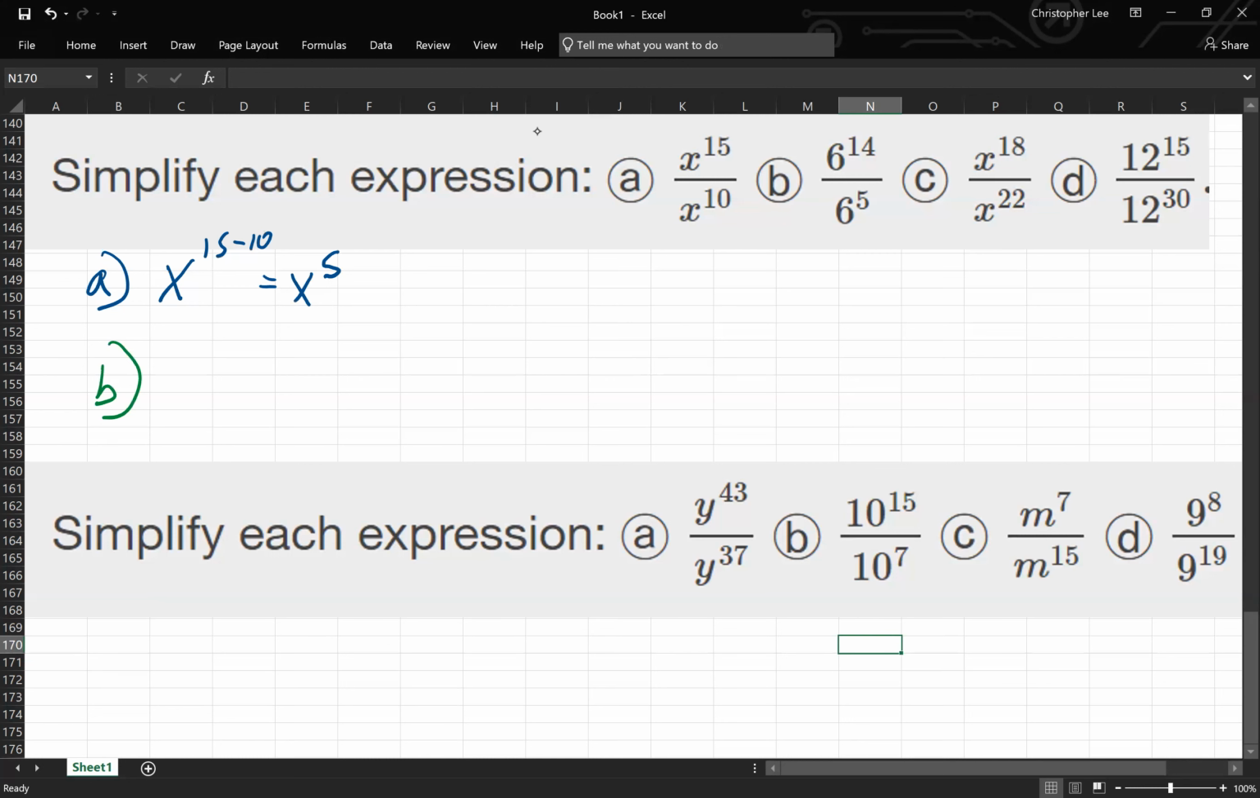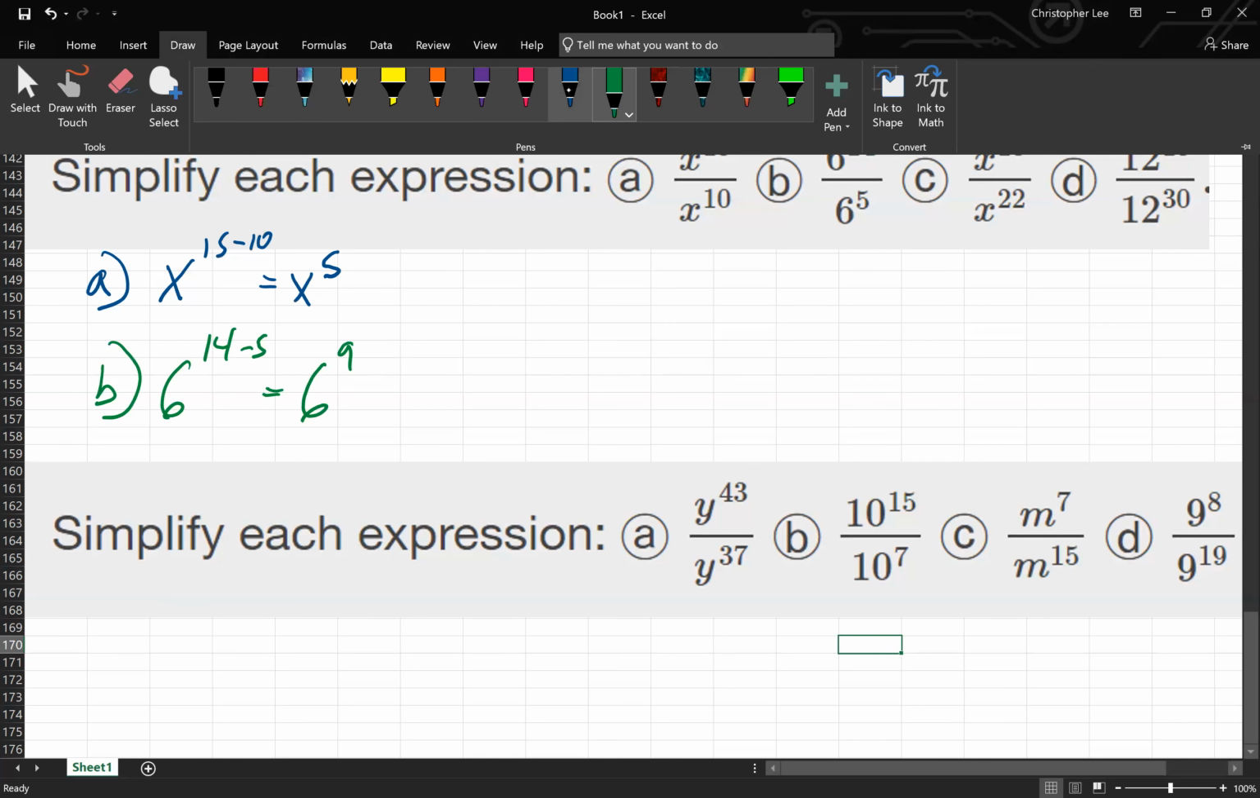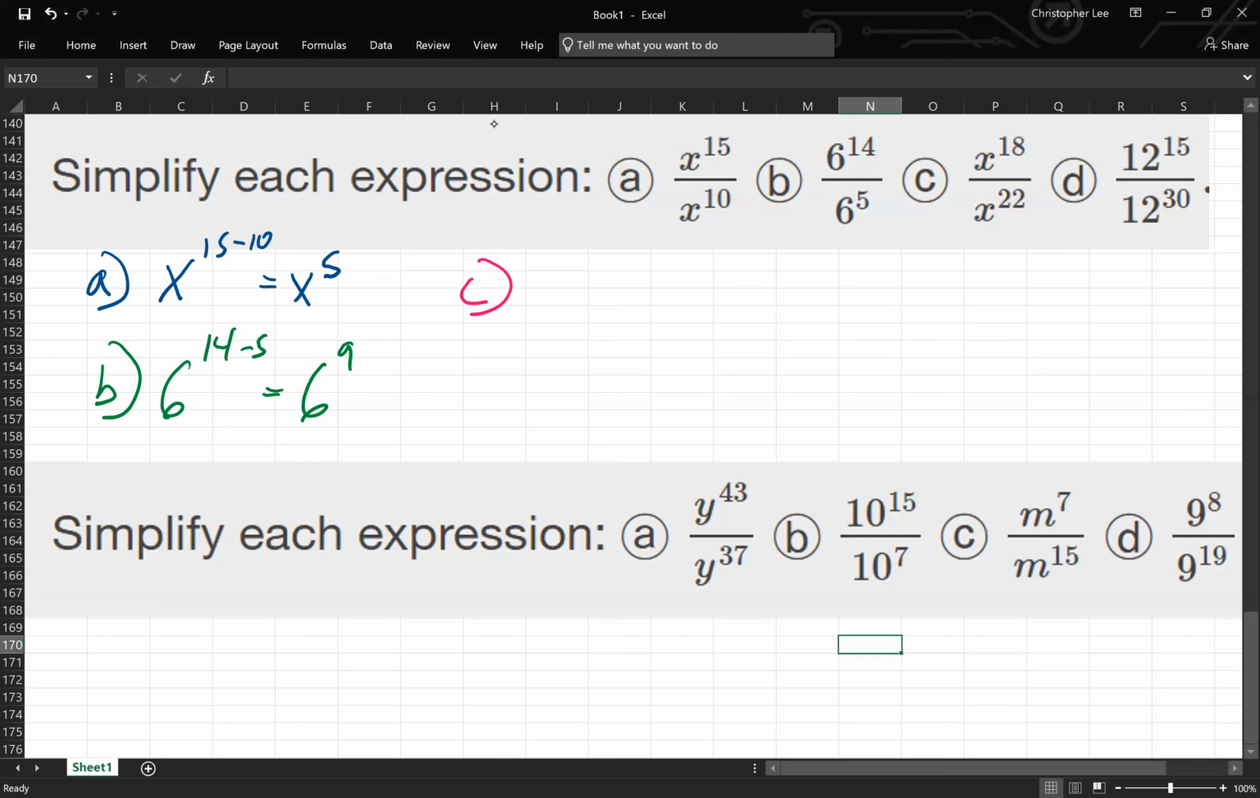So I got 6 to the 14 divided by 6 to the 5. This is going to become 6 to the 14 minus 5, or 6 to the, what's that, 9 power? Everybody good? All right, let's keep going. Let's look at C. I got x to the 18 minus 22 power. Call that x to the negative 4. And then what are we going to do? Throw that in the denominator, right? X to the 4, yeah. Okay.